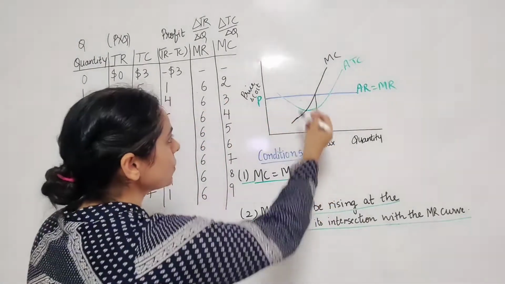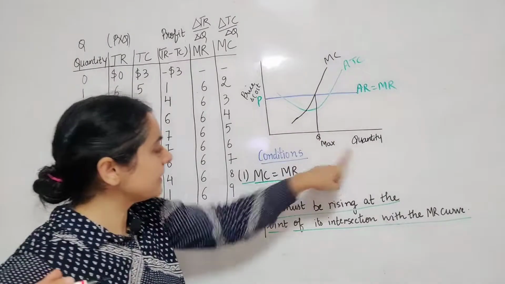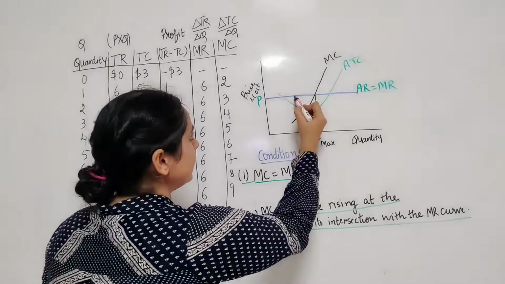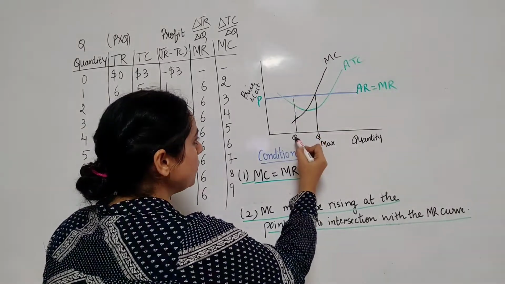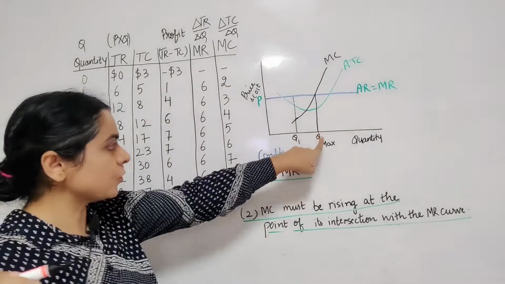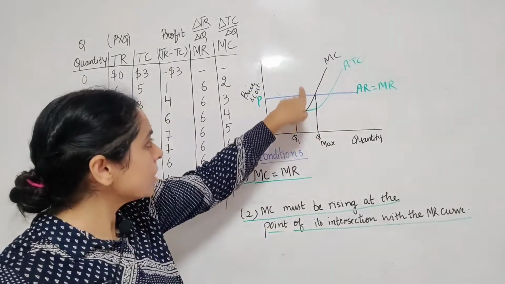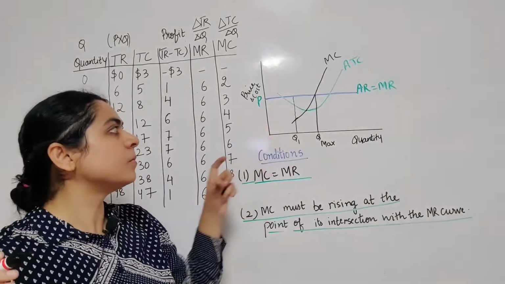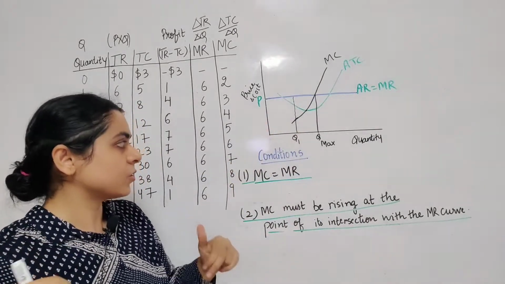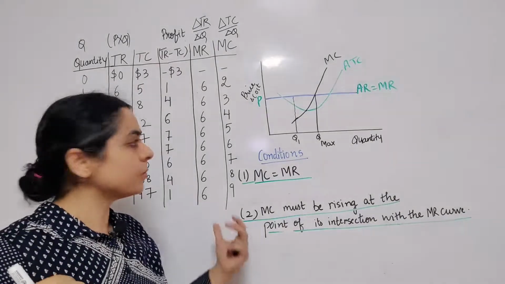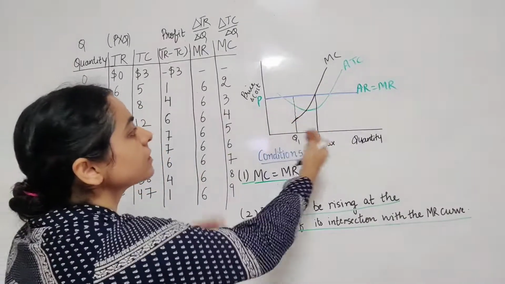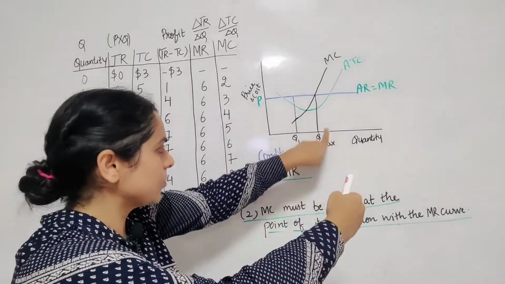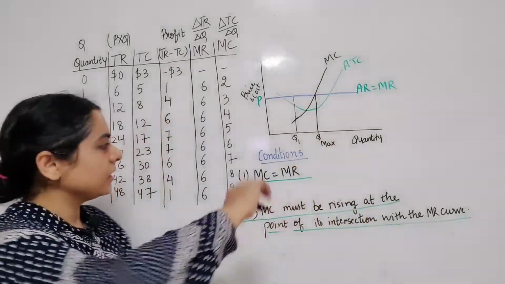If the firm produces an output which is less than this output level, let's say the firm produces Q1 output, here the marginal revenue is greater than marginal cost. So obviously it will pay for the firm to produce more. The profits will be maximized if the firm further increases its production till this point, Q maximum.